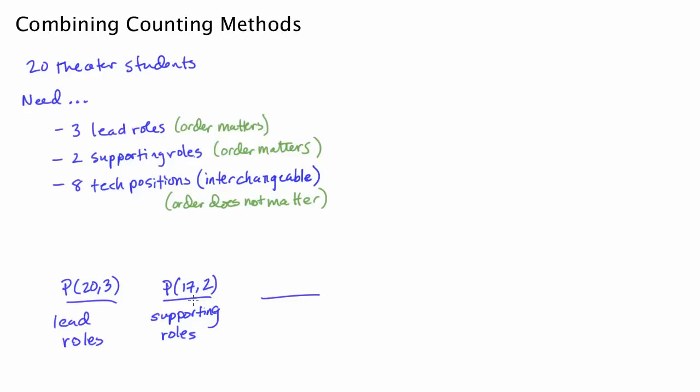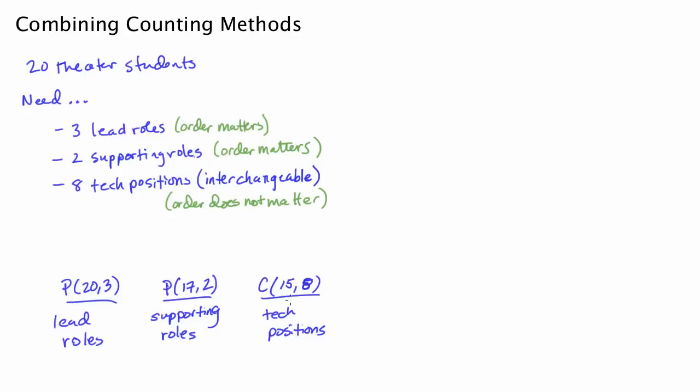Alright, finally, our last decision that needs to be made is the decision involving the tech positions. In this case, I'm down to only 15 theater students left. I've chosen 3 here and 2 here for a total of 5. Take away 5 from 20, and that leaves you with 15 students left. Out of those 15, I don't care which order I pick them in, because their positions are all interchangeable. They're all going to be working together anyway. So in that case, I've got a combination problem, and I'm going to, out of the 15, choose 8 tech positions to fill.